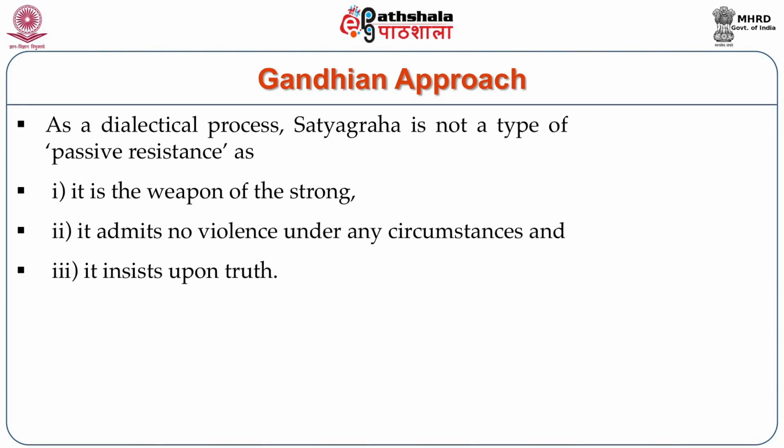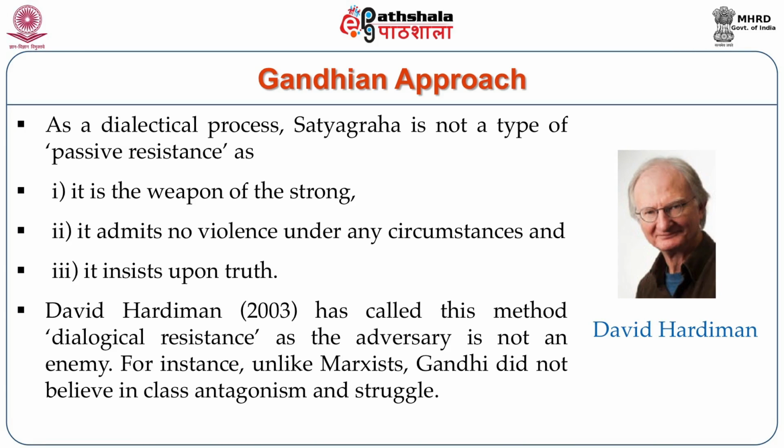As a dialectical process, Satyagraha is not a type of passive resistance, as it is the weapon of the strong. It is not the weapon of the weak. It admits no violence under any circumstances, and it insists most importantly upon truth. David Hardiman has termed this method dialogical resistance, because the adversary is not an enemy. There is no enemy as such. For instance, unlike Marxists, Gandhi did not believe in class antagonism and class struggle. So there is no question of a class enemy either.